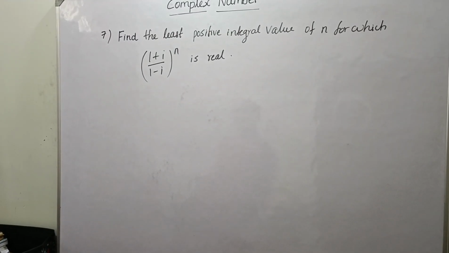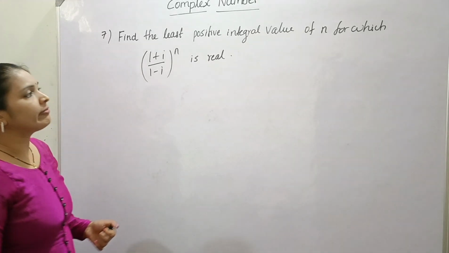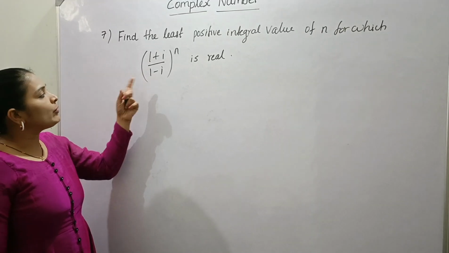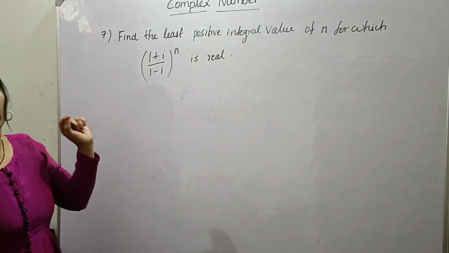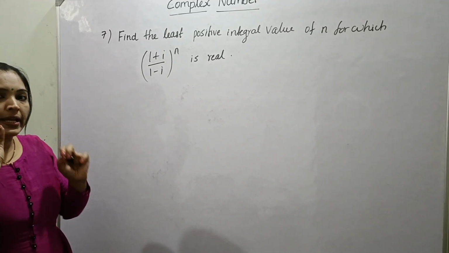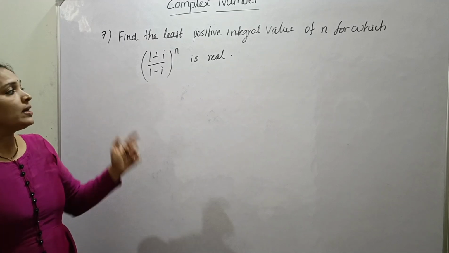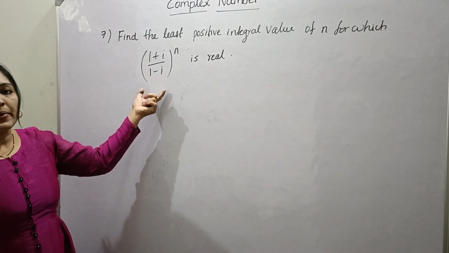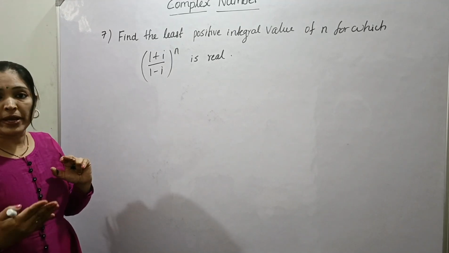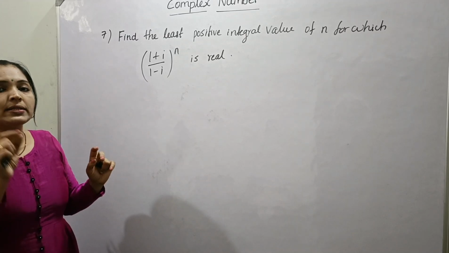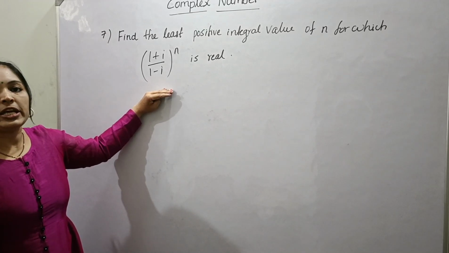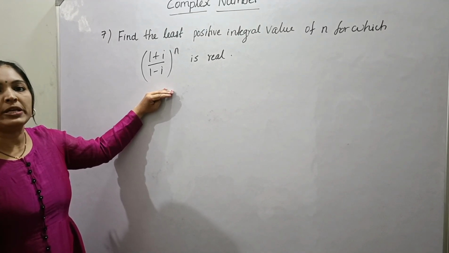Let us go through the next question. Find the least positive integral value of n for which the given complex number, 1 plus i divided by 1 minus i, whole raised to n, is real. See here, we have to find the value of n, the least positive integer, such that this complex number should be a real number. That means after simplifying and making it in the form of a plus ib, the imaginary part should be 0. The imaginary part of this complex number should be 0.